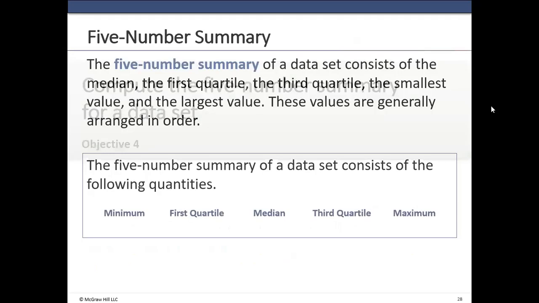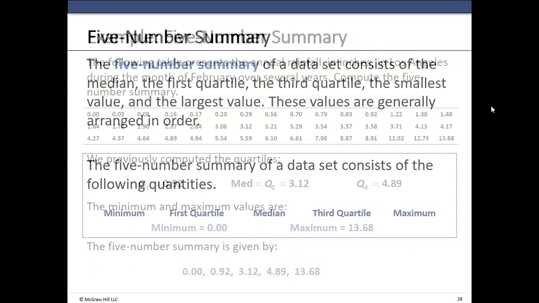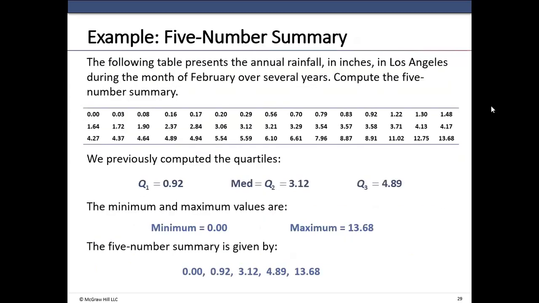Compute the 5 number summary. We have already calculated the 5 number summary from stat calc 1. What is the 5 number summary? Minimum, first quartile, median, third quartile, and maximum. Okay. So the 5 number summary is given like this: minimum, first quartile, second quartile or median, third quartile, and maximum.